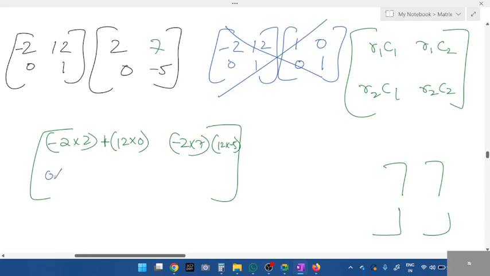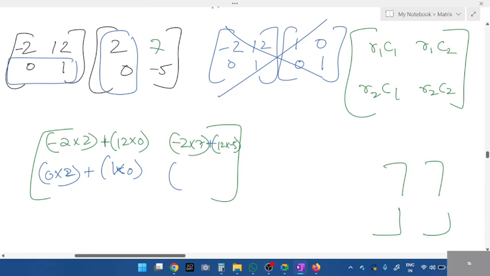0 into 2 plus. What's the next one? Second row, row 2, first column. Look at this. First column, which is the next element? 1 into. Yes. Tell me the next one. Row 2, second column.